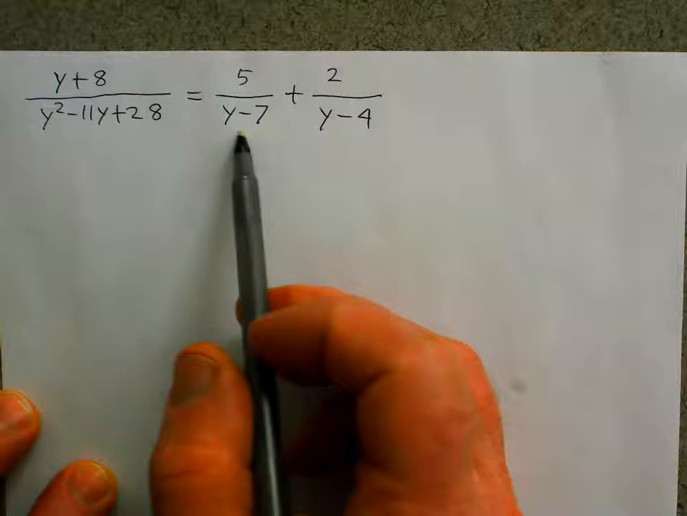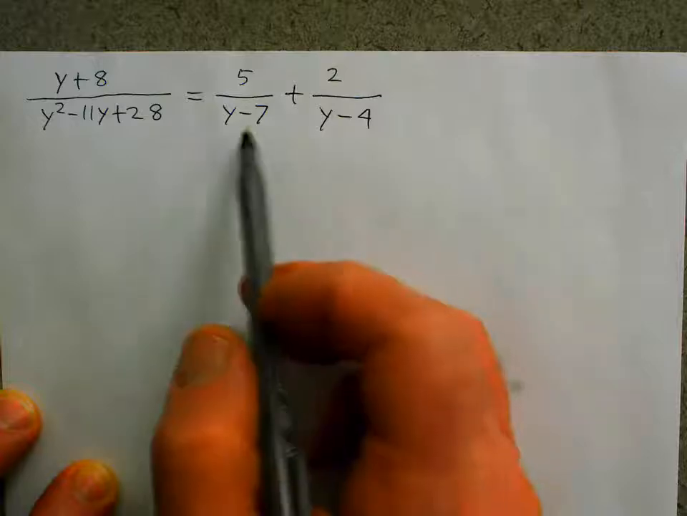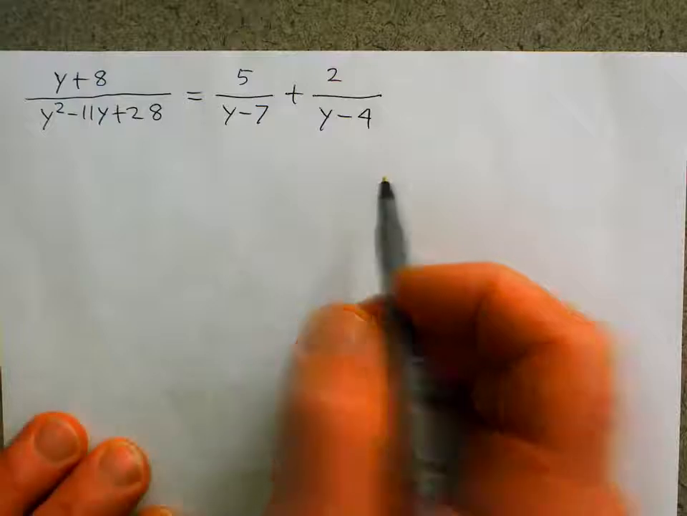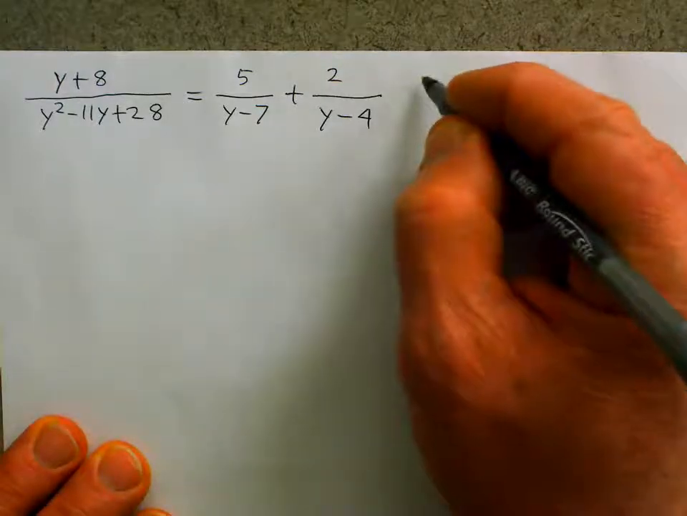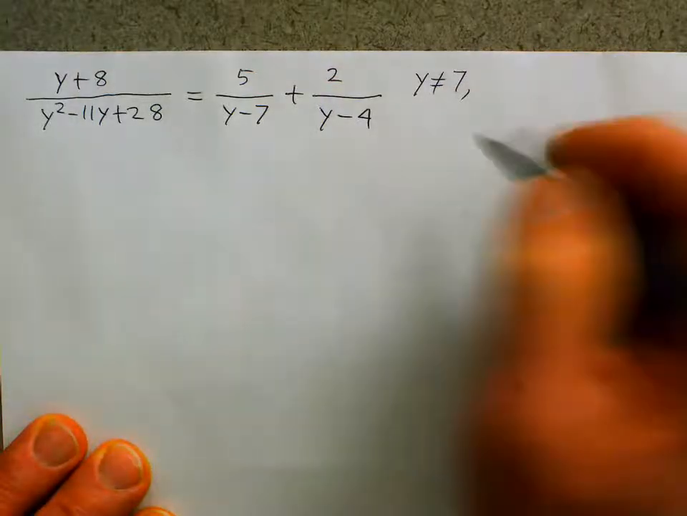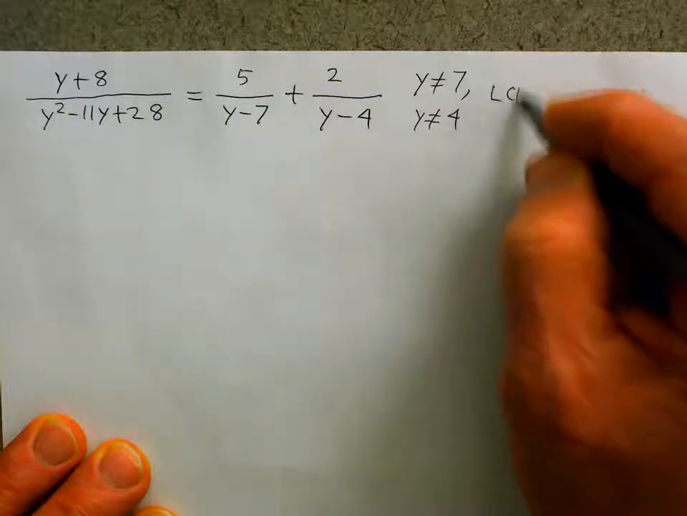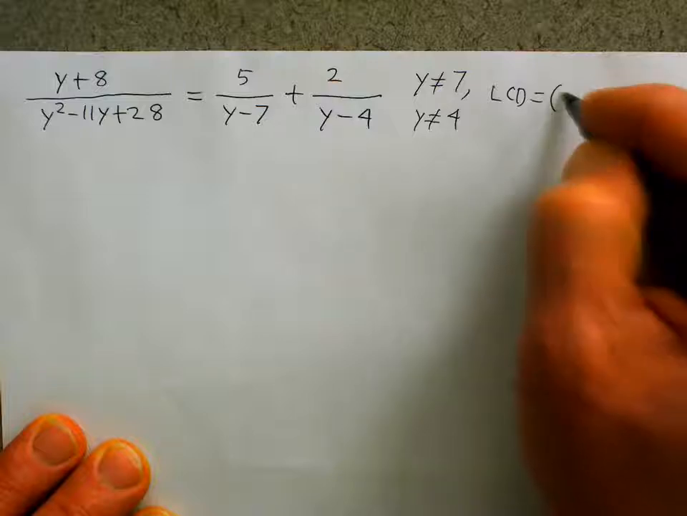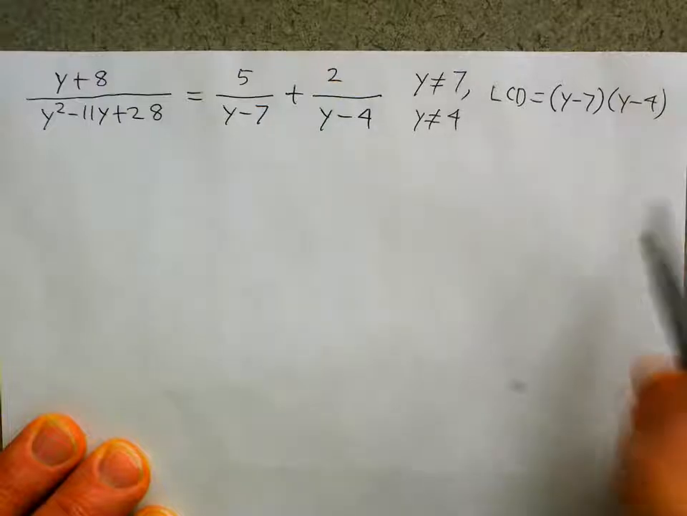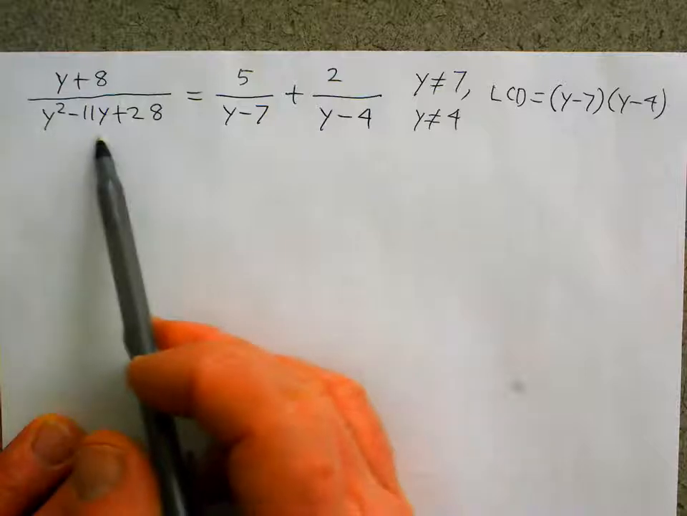So notice this denominator, y squared minus 11y plus 28, is equal to y minus 7 times y minus 4. So there are just two restricted values. y can't be 7 and y can't be 4. And the least common denominator is y minus 7 times y minus 4. Or in expanded form, the least common denominator is y squared minus 11y plus 28.